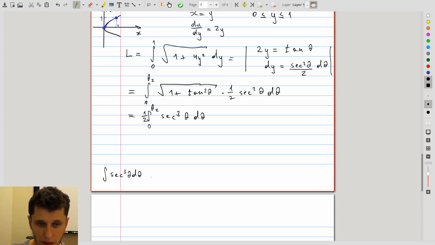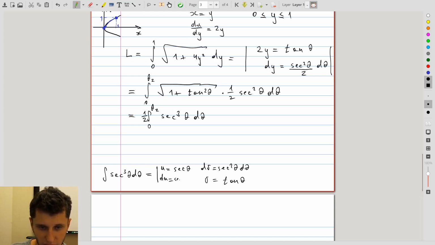And so I will do it using integration by parts. First, I set u to be secant theta. I set dv to be secant squared theta d theta. And so then v is tangent theta, and du is secant theta tangent theta d theta.